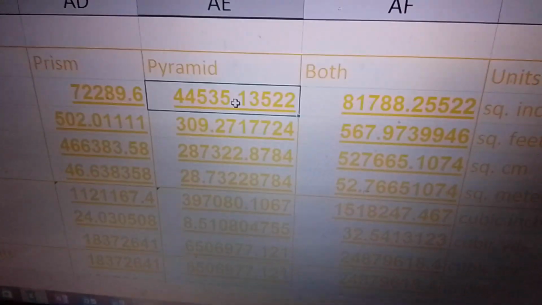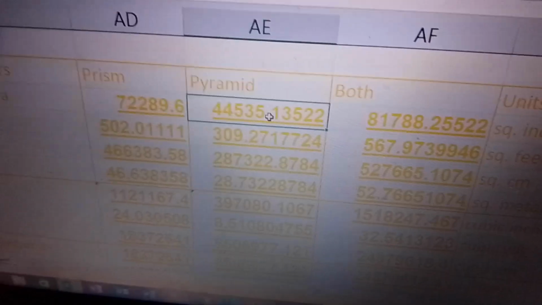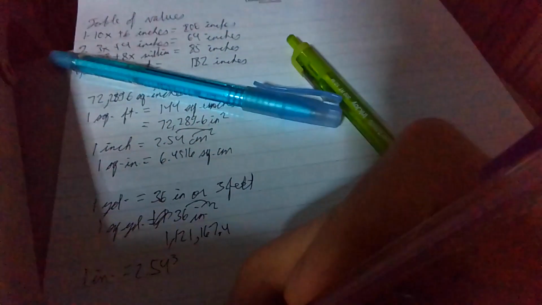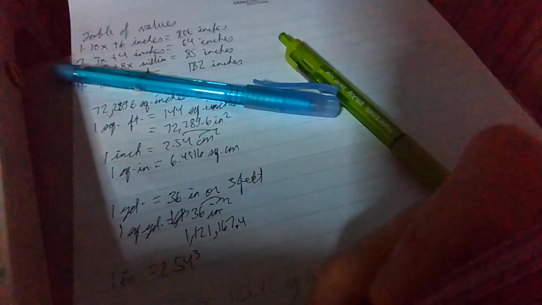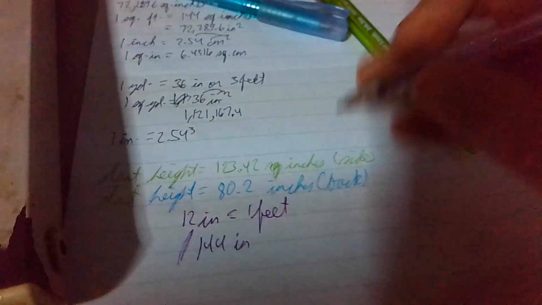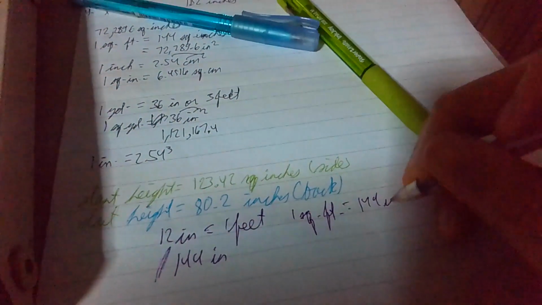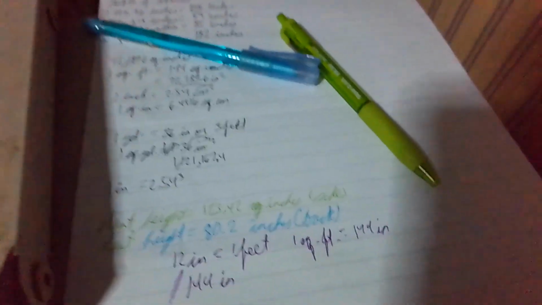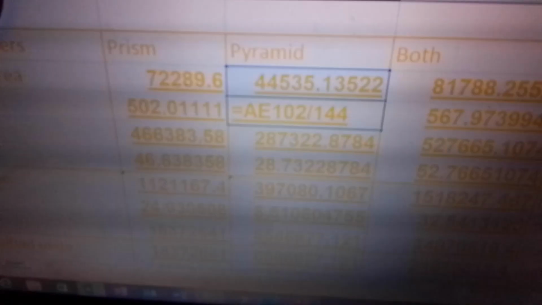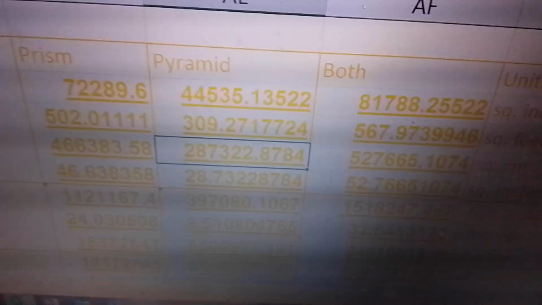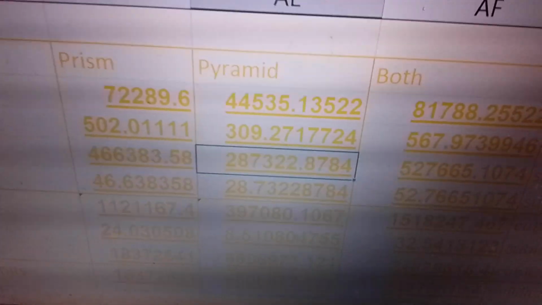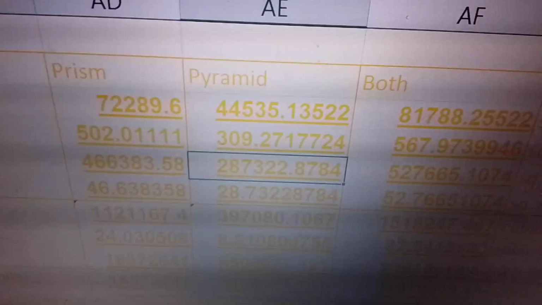Now, to convert that to square feet, remember the formula that I taught you? We know that 12 inches makes 1 feet. But, because it's squared, we're gonna have to divide it by 144. Okay? So, therefore, 1 square feet is equivalent to 144 square inches. Yes. And then we got the area of 44,535. So, our answer, divide by 144. Tama ba? Yes. So, it's this answer na yung naka-highlight. Then, divide by 144. So, that we can get this answer of 309.2717724. That is the answer in square feet.